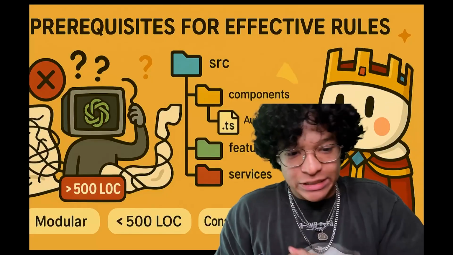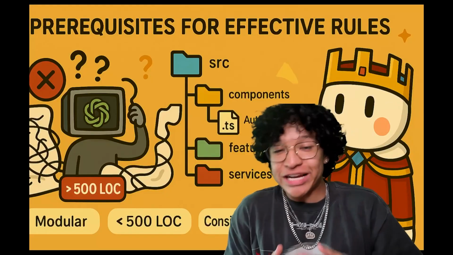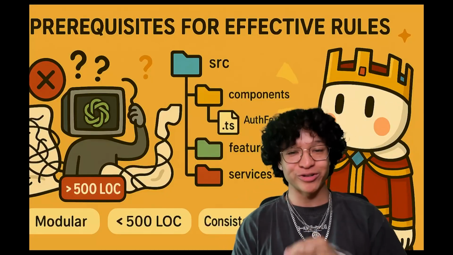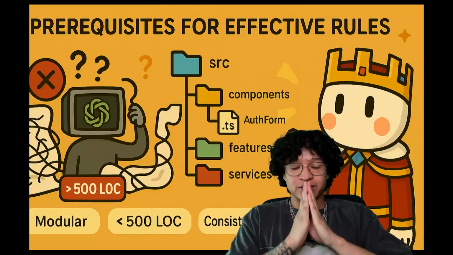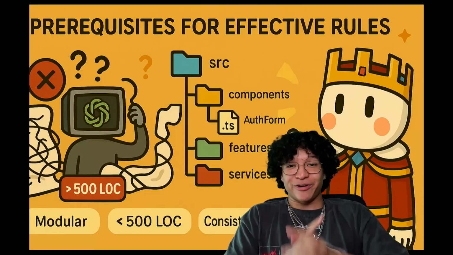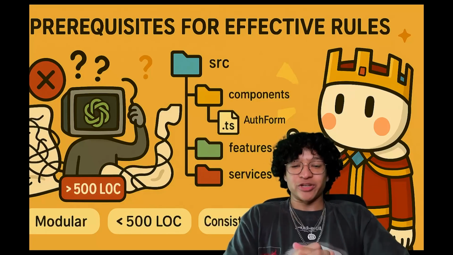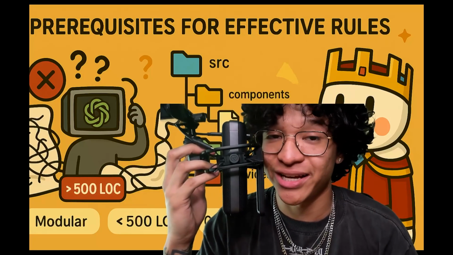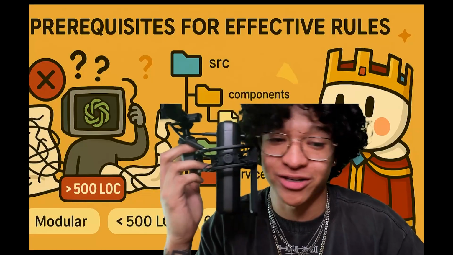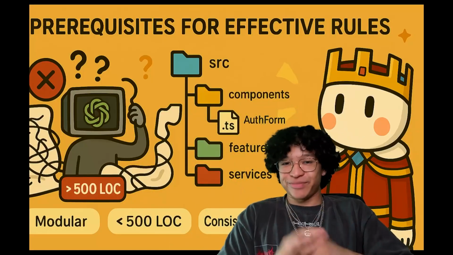Before we get into project rules, we need to address something critical that most tutorials don't cover. Your code base needs to be properly structured from the start. Rules only work as well as the architecture they're working with. If your code base is a disorganized mess, rules can't save you, I'm so sorry. Here's the bare minimum that your code base should have.